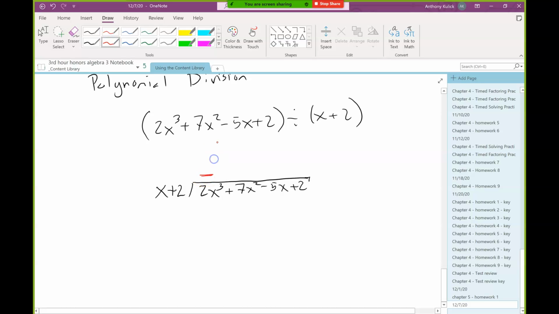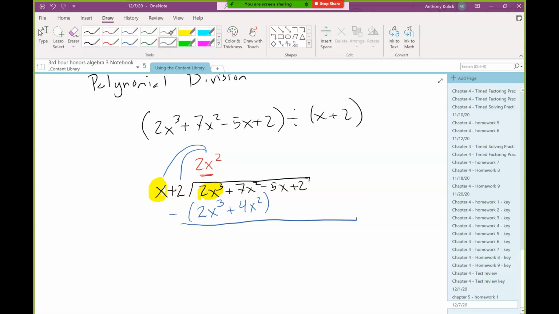So this first question, I'm just going to ask, how many times does x go into 2x cubed? Well, I know 2x squared times x gives me 2x cubed. So I will go then and multiply that 2x squared to the entire divisor. That gives me 2x cubed plus 4x squared. And then I'll subtract down.